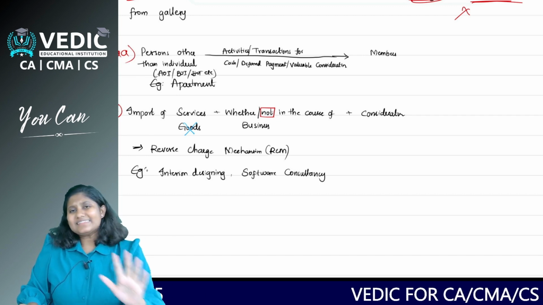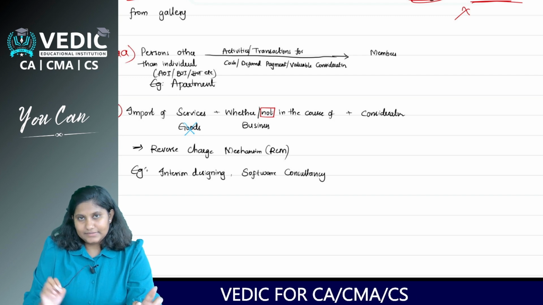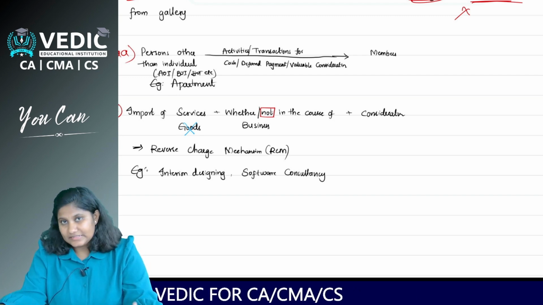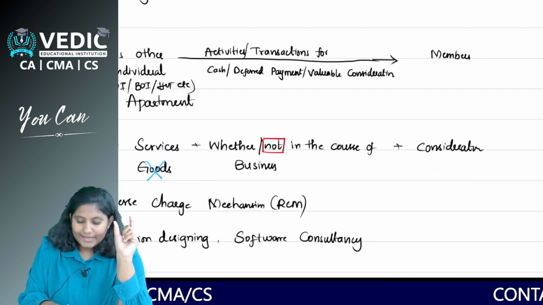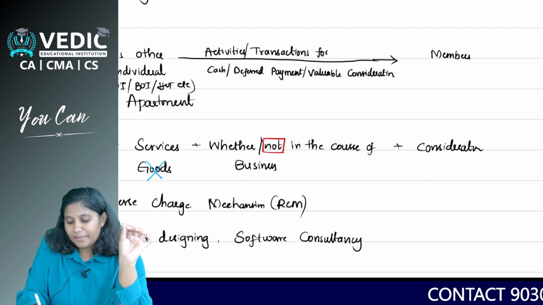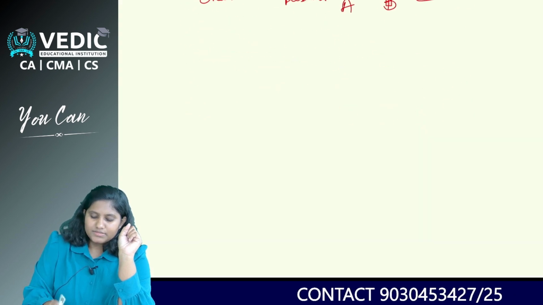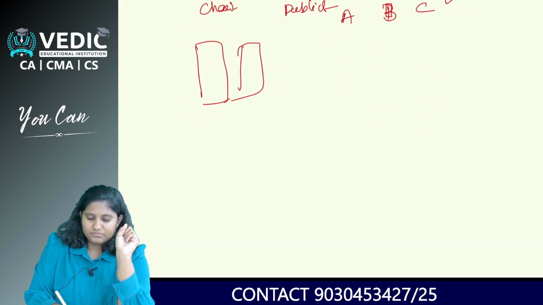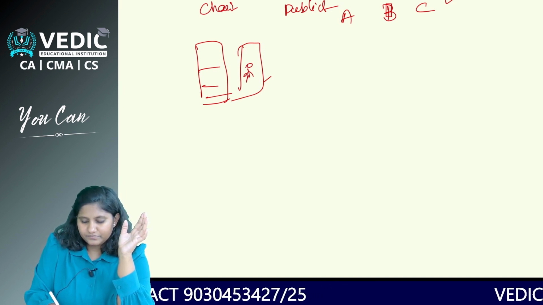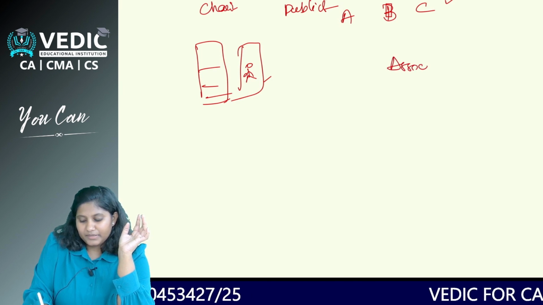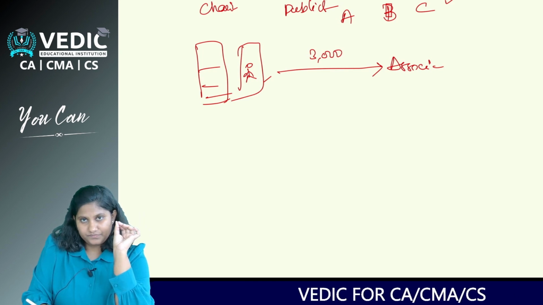What is it? Previously it wasn't there; recently they introduced this. See, persons other than individuals, if they provide any services to their members by activities or transactions for cash, deferred payment, or other valuable consideration, those are considered as supply. How? Suppose there is one big apartment complex, and I live in this apartment. There is an association for this apartment. They usually collect 3,000 every month as maintenance charges from me.